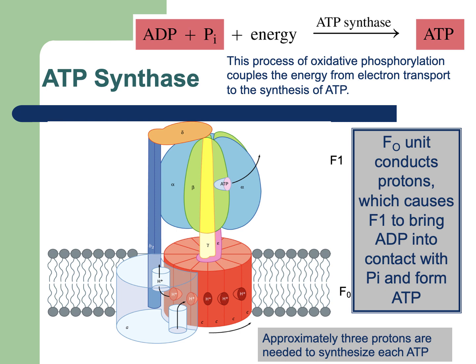The last thing I want to draw your attention to on this slide is 3 protons are needed to synthesize 1 ATP molecule. So that means 3 hydrogen protons have to go through the cylindrical rod of the FO unit in order for 1 ATP to be produced. So that means we need the energy from 3 protons to catalyze this reaction.